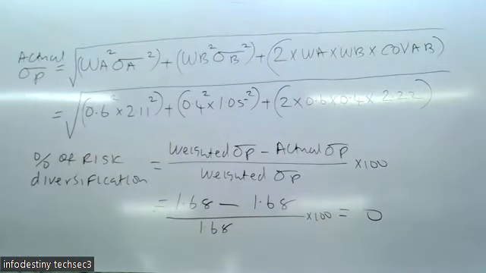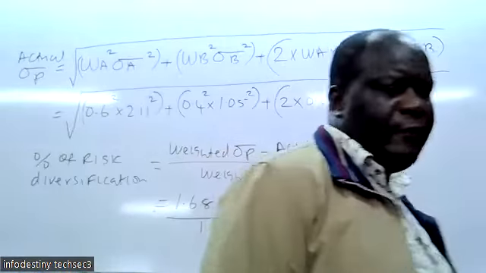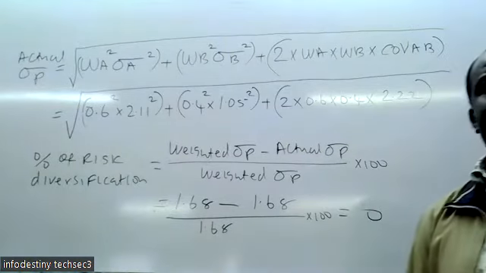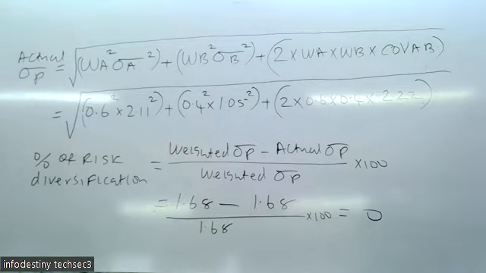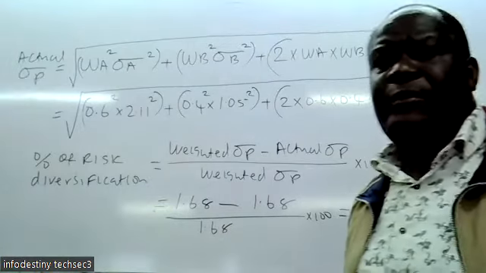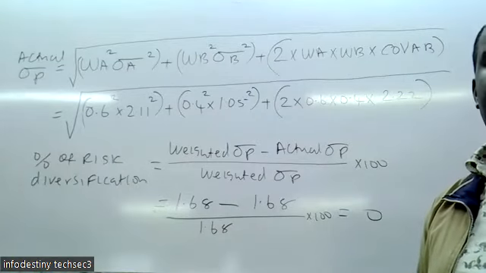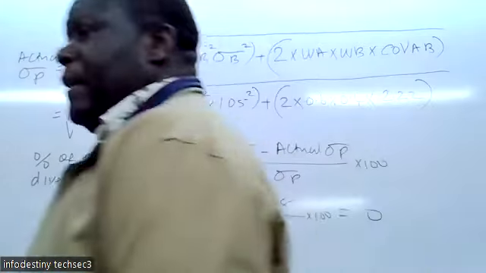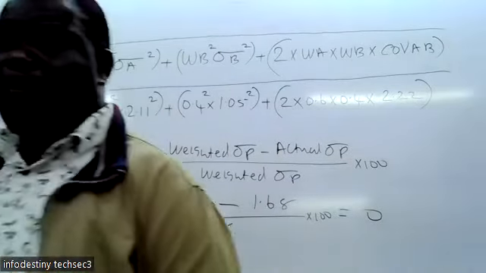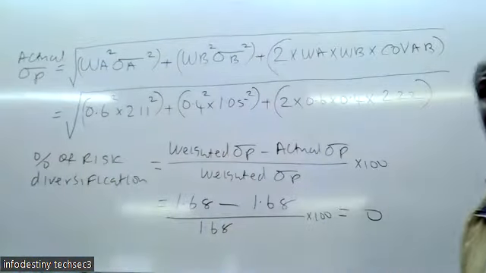So now we can conclude that if security A and B are combined to form the portfolio, then there will be no risk minimization or diversification.